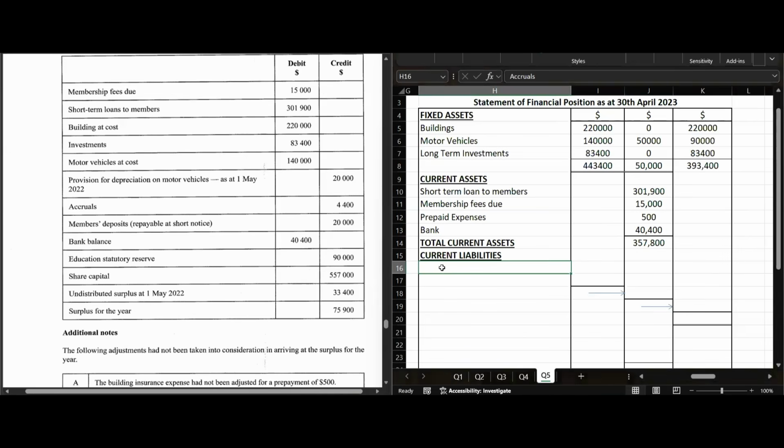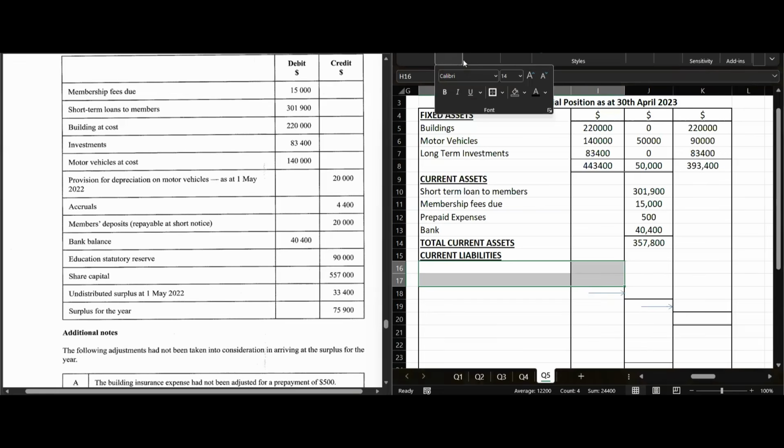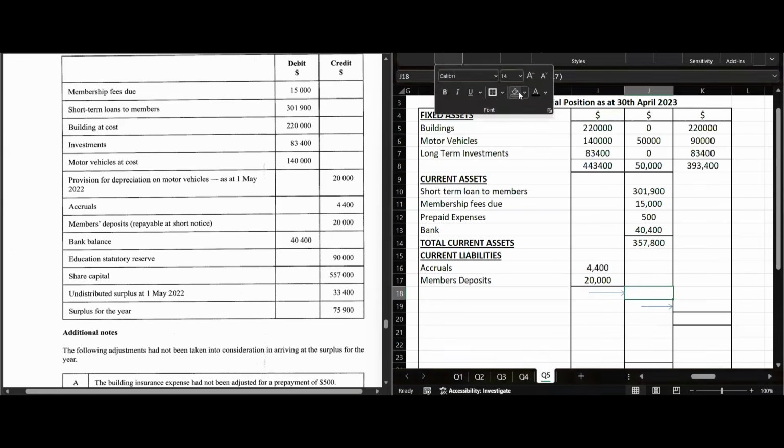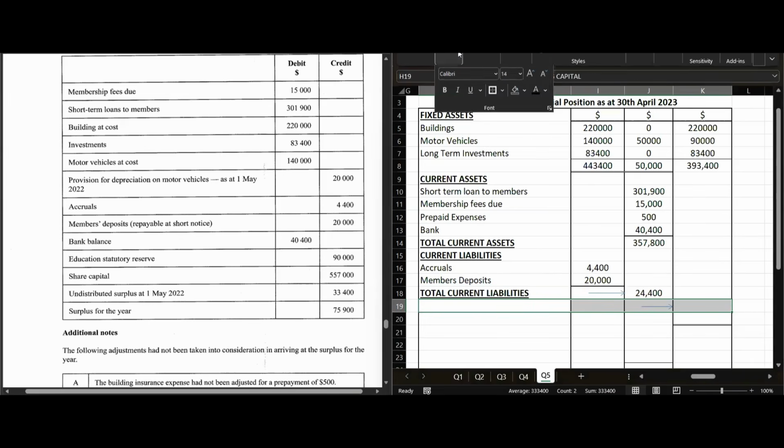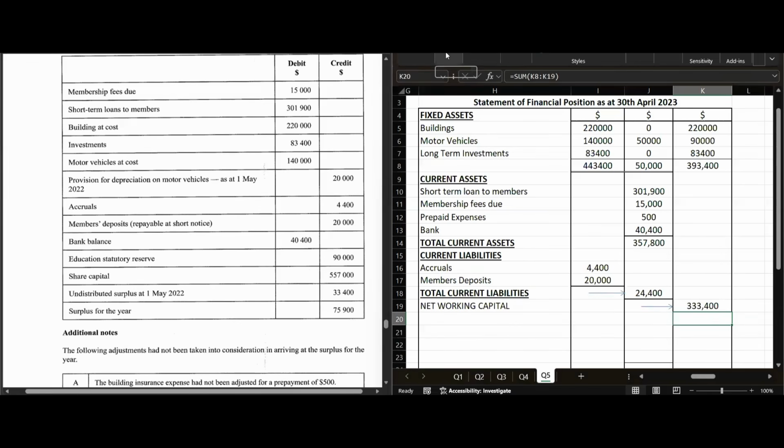Next up, you're going to have your current liabilities. Current liabilities will include amounts that you owe. Well, amounts to be owed would have been, put down those values, accruals, as well as members' deposits. Alright, so total current liabilities would have been a value of 24,400. Alright guys, so current assets minus current liabilities is going to give us net working capital. Let's put it in. Add up those values together. Our total net assets 726,800.